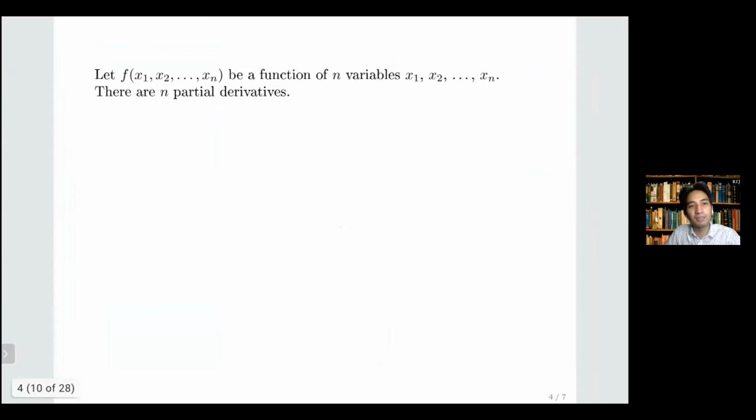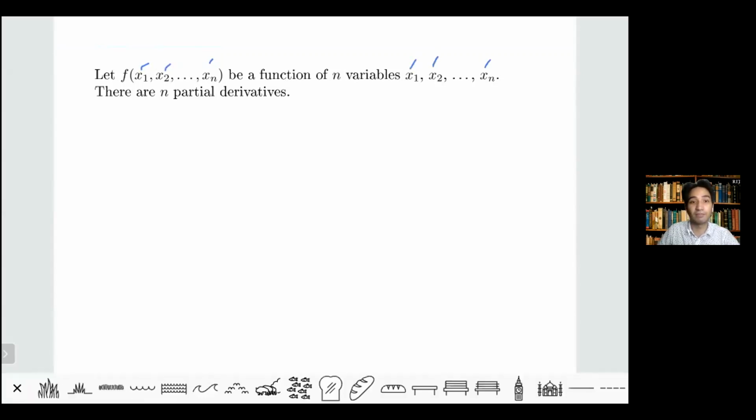Tapos gaya ng sinabi ko, if you have a function of more than two variables, meron pa rin tayong concept ng partial derivatives. Yun nga lang kasi we have several inputs. So for each input, meron tayong isang partial derivative. Halimbawa dun sa f of xy, so meron tayong isang partial derivative for x, meron tayong isang partial derivative for y. So ganun din, if you have a function of x1 up to xn, meron tayo isang partial derivative for x1, isang partial derivative for x2, and so on, tapos isang partial derivative for xn. So for a total of n partial derivatives.